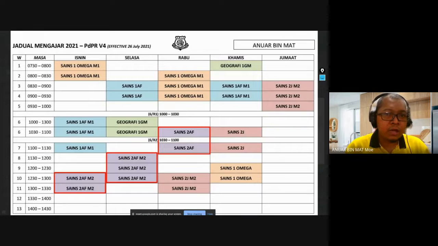Like usual, our science class for 2 Alpha is three times per week, starting from Monday. I will start at 12:45 in the afternoon. The next class is on Tuesday, starting at 12 afternoon. And then the next class is on Wednesday, and maybe I will start at 10:45 in the morning. So we have three meetings per week altogether.